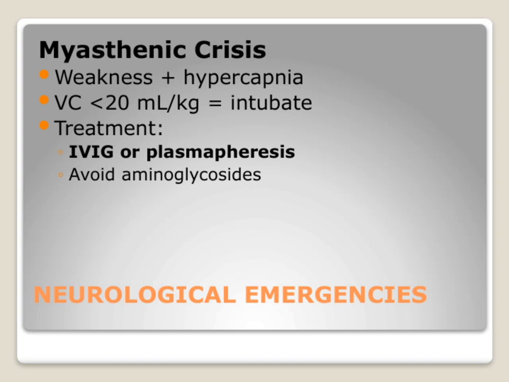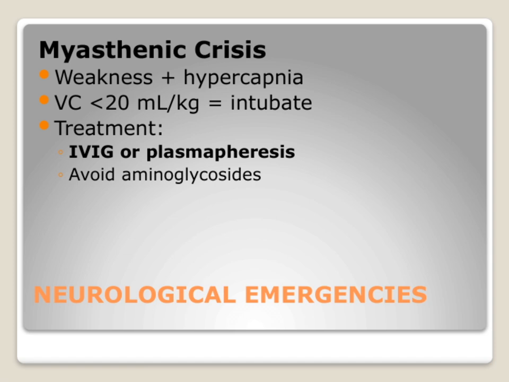Let's talk about myasthenic crisis, which is a serious complication of myasthenia gravis. In this situation, the key features are significant muscle weakness combined with hypercapnia, meaning elevated carbon dioxide levels in the blood. One of the critical indicators we look at is the vital capacity, or VC, which if it drops below 20 ml per kilogram, signals the need for intubation to secure the airway and assist with breathing.